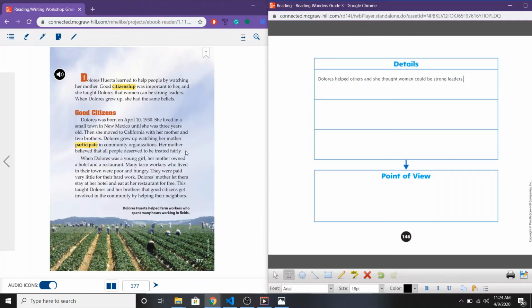All right, I'm at the end of another paragraph, so I'm going to stop and ask myself, has there been more information that shows me how the author feels about Dolores? Now, when I look at this paragraph, I'm seeing facts about her, when she was born, where she lived, but that doesn't really tell me if the author likes her, thinks that she's important, doesn't like her, or thinks she is silly. This is just giving me background information. Now it's giving me information about her mother, that her mother believed that people deserve to be treated fairly, but I'm not looking for the author's point of view about her mother, I'm looking for the author's point of view about Dolores. So I'm going to go ahead now and keep reading.